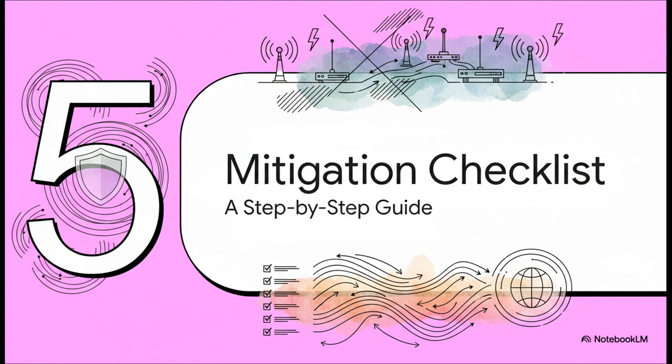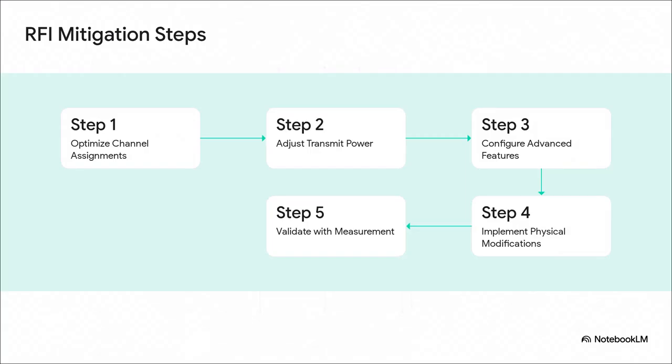Okay, we've gone through the theory, we've seen the incredible results, so now let's pull all of this together into a clear, actionable checklist that you can use to start tackling interference on your own network. Here it is, your complete mitigation process in 5 steps.